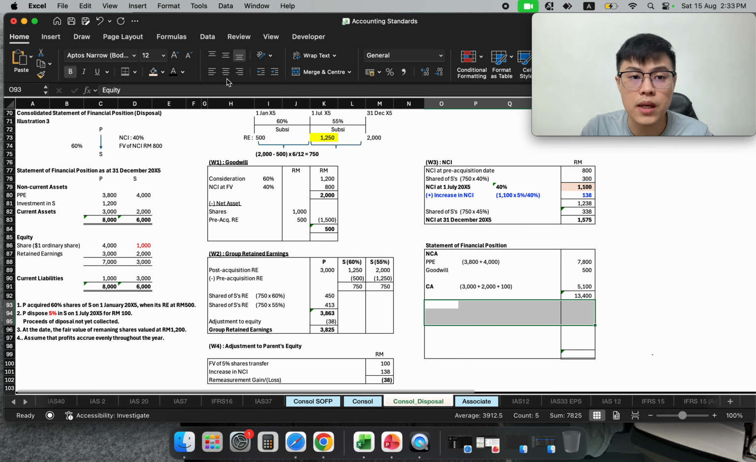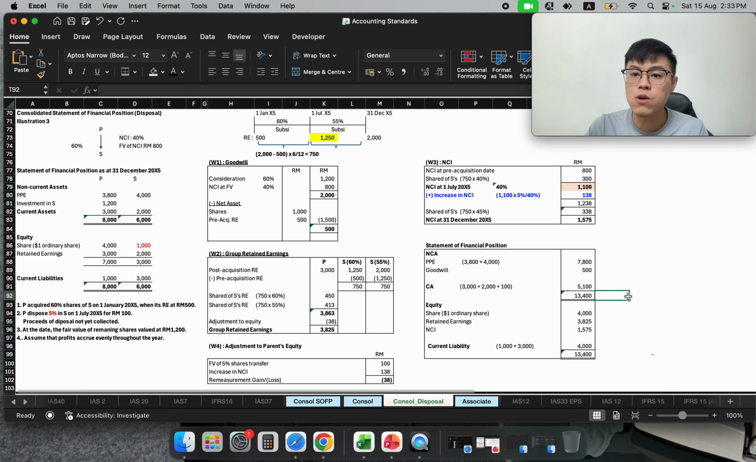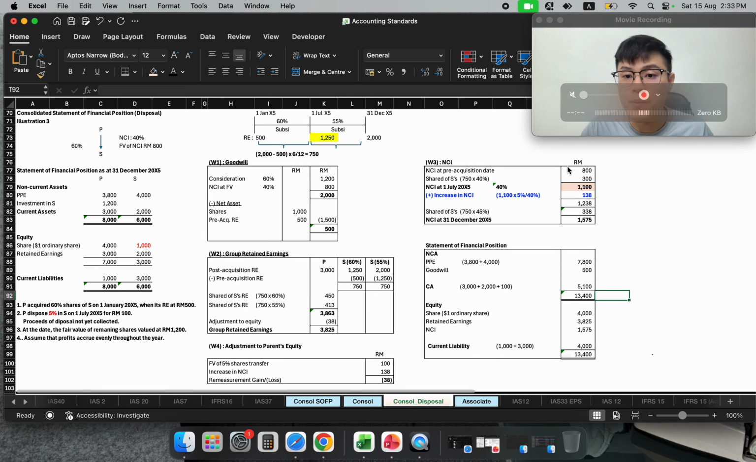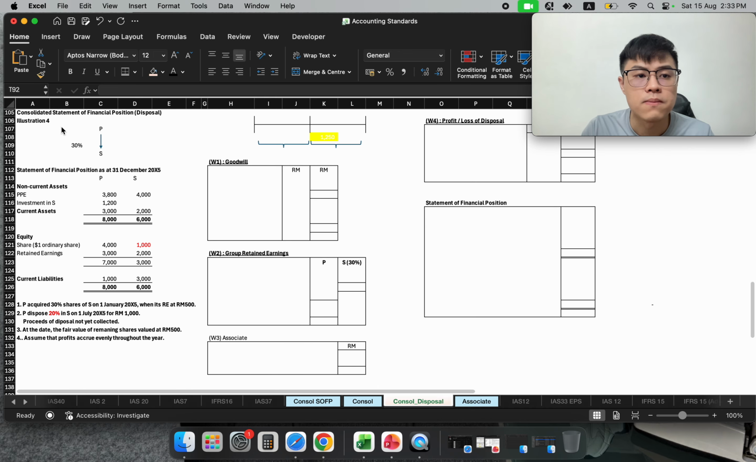We will recognize our equity, group retained earnings, as well as our NCI. Continue to recognize them, and my current liability, P and S. So that will be my final consolidated financial statement, because at the end of the year we are still holding more than 51% of the shares. So therefore, we will continue to consolidate. So this is illustration number 3. What about illustration number 4?